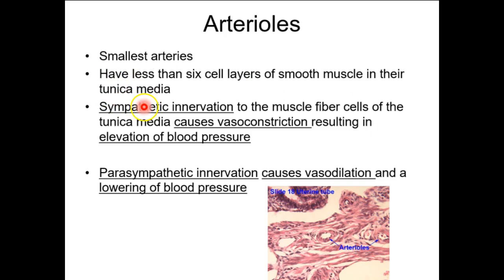So sympathetic innervation, those adrenergic receptors, are going to cause vasoconstriction, sorry. We talked about strictures yesterday in patho, so that was accidental. Causes vasoconstriction.